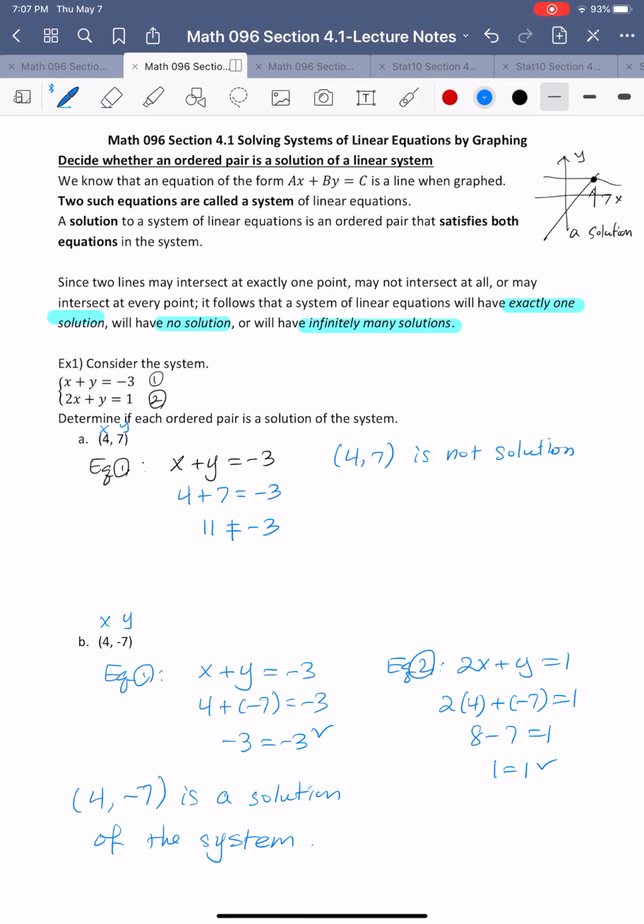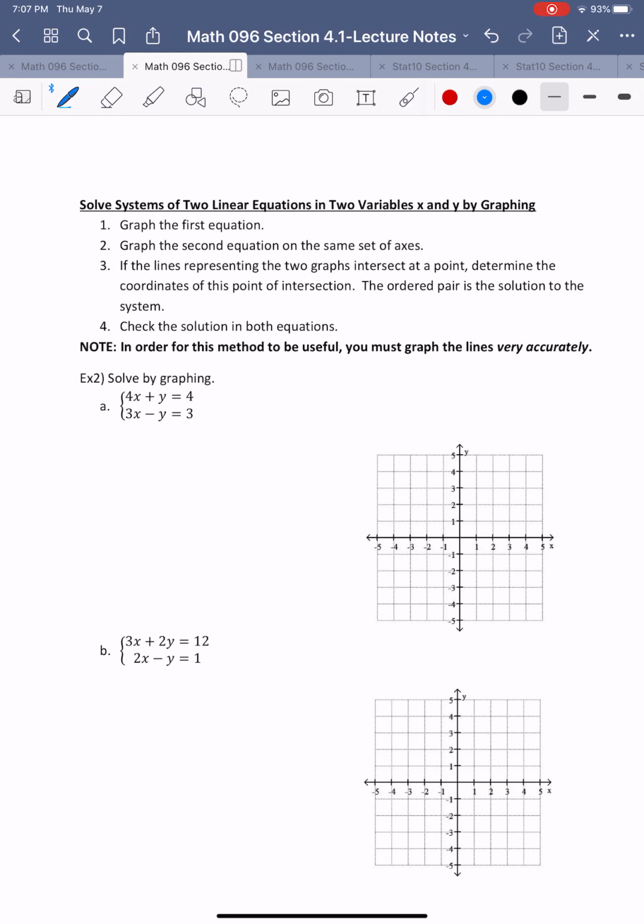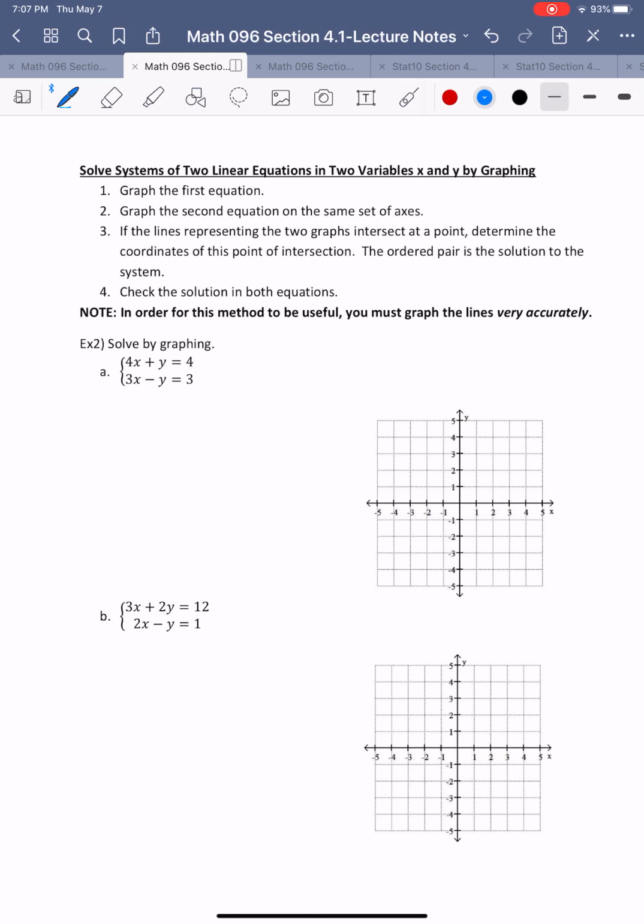All right, let's look at the next one. Now, solve the system of linear equations in two variables, x and y, by graphing. So we do the graph. First of all, the directions: graph the first equation, graph the second equation on the same set of axes. If the lines representing the two graphs intersect at a point, determine the coordinates of this point of intersection. The ordered pair is a solution to the system, and then you better check both equations like we did in the first problem. In order for this method to be useful, you must graph the lines very accurately, because it might get a little bit off.